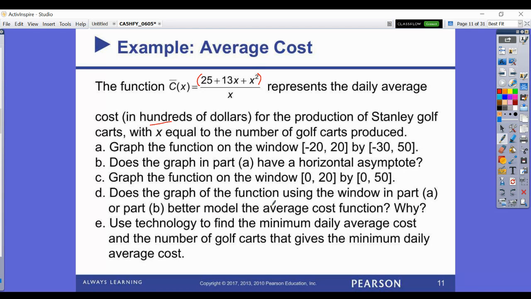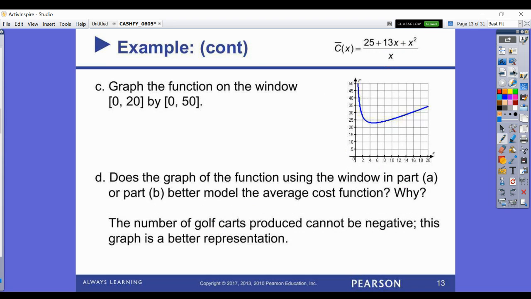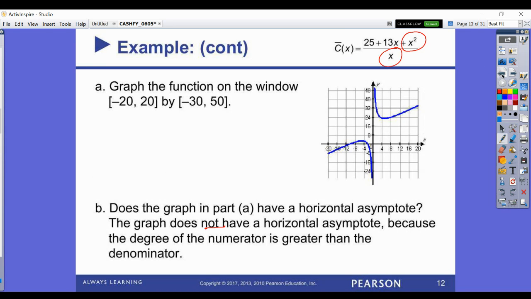Oh, I should say A or C. Is A or C better? Is this graph or this graph a better model? Well, it would be this one, because this is all positive and the number makes more sense for this data.